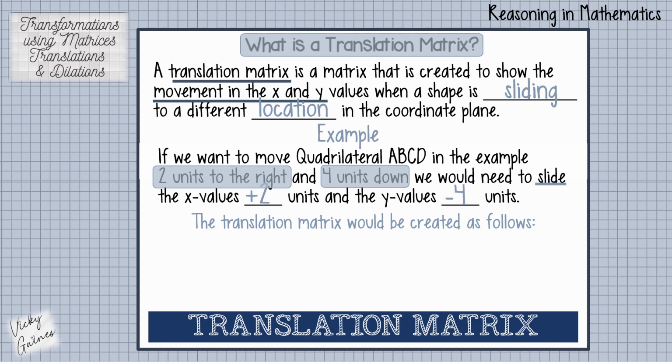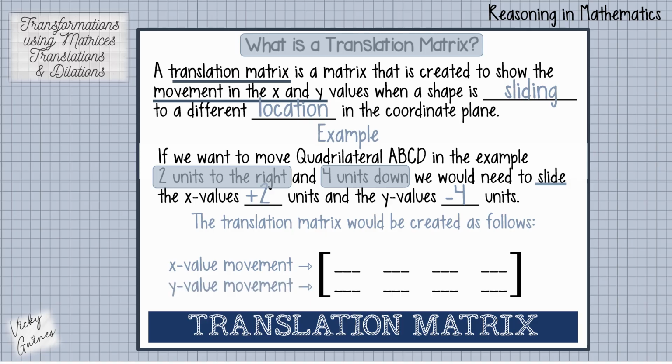we're going to need to slide the x value in the +2 direction and the y values -4. So translation matrix is going to be a 2 by 4, 2 rows, 4 columns, just like our vertices. This is the movement of the x's, and we're going 2 to the right. This is the movement for the y values, and we're going down 4. So 2 to the right is +2. 4 down is -4. There is our translation matrix.